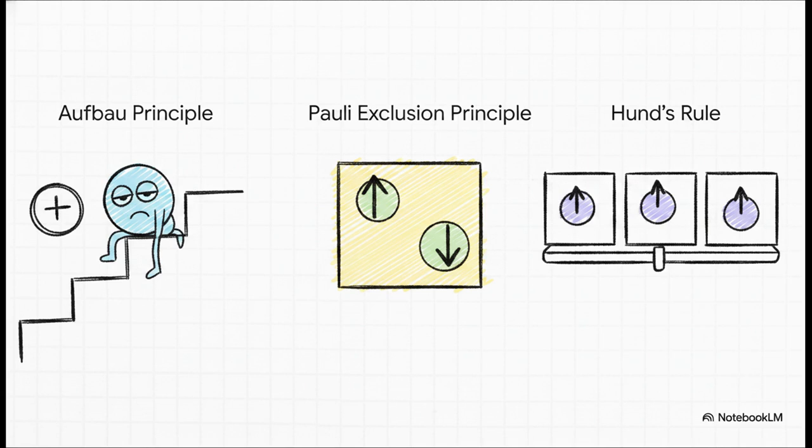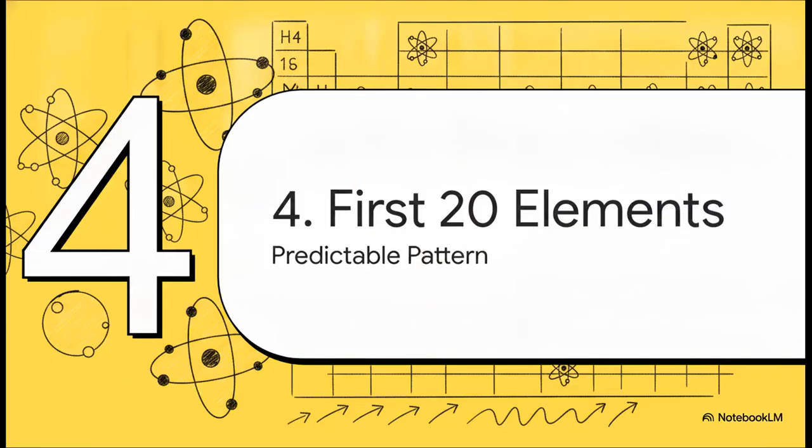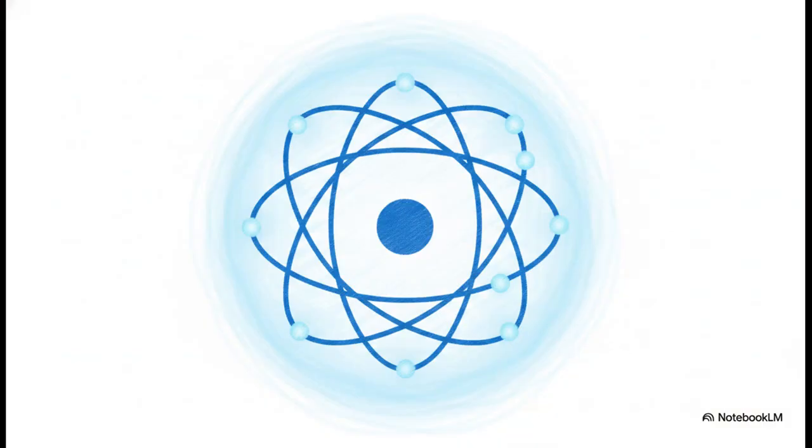Well, electrons do the exact same thing in orbitals. Section 4, the first 20 elements, the predictable pattern. Let's take those rules and apply them to the elements you'll definitely be tested on. Honestly, do yourself a favor. Instead of memorizing 20 completely random complex configurations, just memorize the 2-8-8 rule for those first 3 levels.